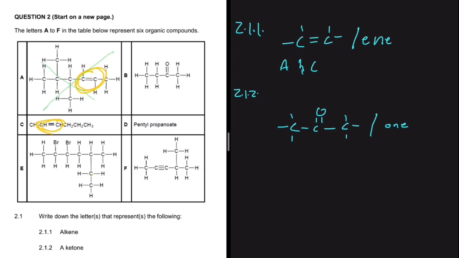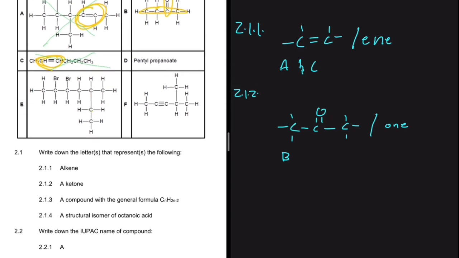But if you look at B, we have a carbon here bonded to an oxygen and two other carbons. So clearly B is our ketone. So for 2.1.2, we have B. C is also an alkene, so it cannot be part of our solution. D doesn't have what we're requiring. E and F also don't have what we're requiring. So now we can go to 2.1.3.